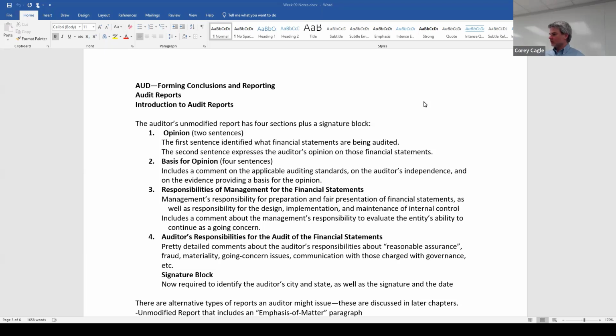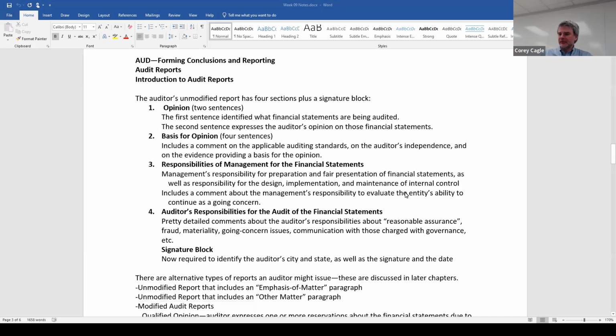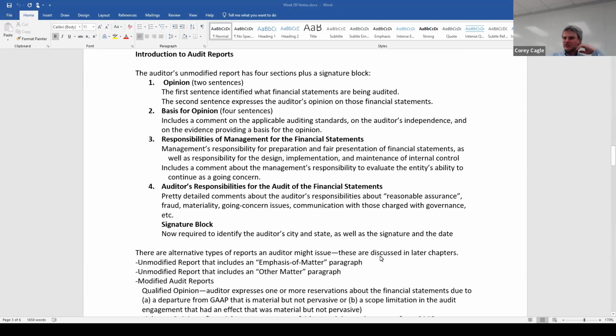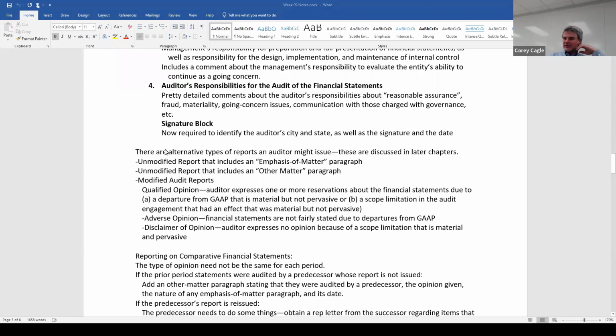So read over that several times as you're studying. It's pretty important. And then you got your signature. You didn't used to have to do this, but now you have to list your city and state, the auditor city and state. And then finally your date, which we talked a lot about how to date that thing. So that's the unmodified report. Now, this whole section of our book is called Introduction to Audit Reports. So they tell us alternatives to this unmodified report. And these are the next several chapters of our book. So we don't really have to talk about all this. We're going to hit it one by one anyway.